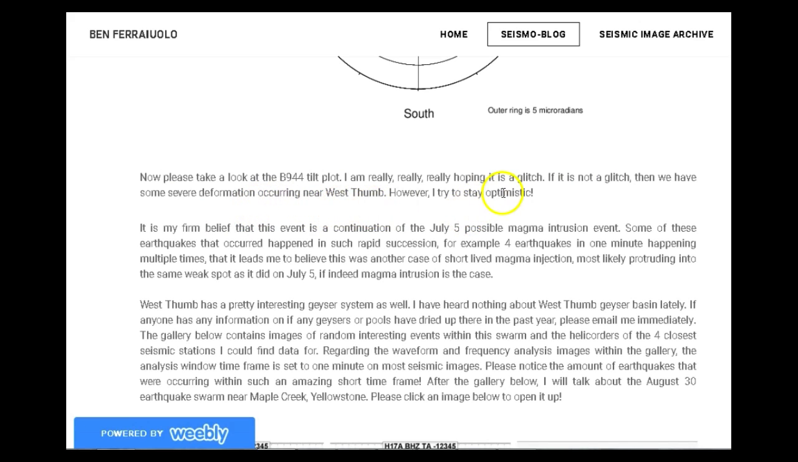However, I try to stay optimistic. It is my firm belief that this event is a continuation of the July 5th possible magma intrusion event. Some of these earthquakes occurred in such rapid succession, for example 4 earthquakes in 1 minute happening multiple times, that it leads me to believe this was another case of short-lived magma injection, most likely protruding into the same weak spot as it did on July 5th, if indeed magma intrusion is the case. I always try to keep my options open, guys.